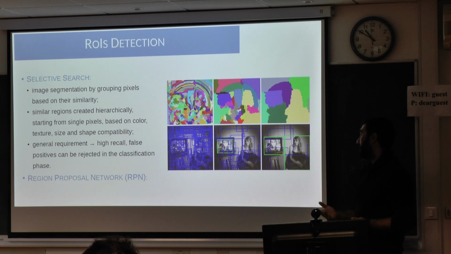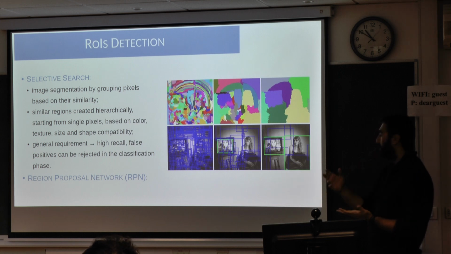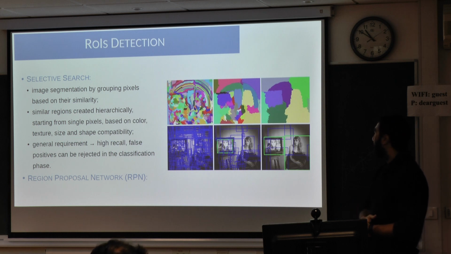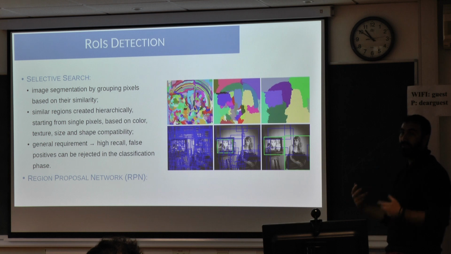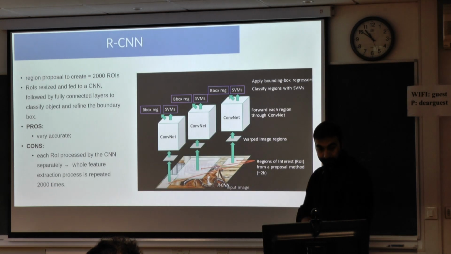And there are a few precautions that you take. In general, you try to avoid bigger clumps of pixels from swallowing the whole image, so you favor the smaller ones. And in general, you require a high recall from this method. So you predict lots of regions of interest, and then you filter them out in the classification phase, which is why these methods are slower in general.